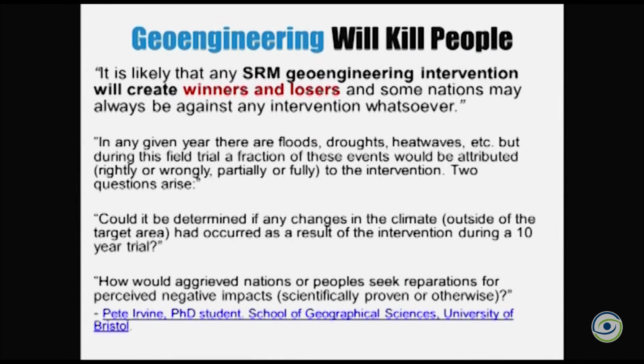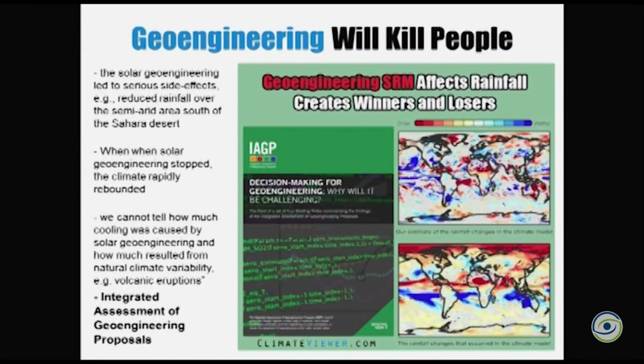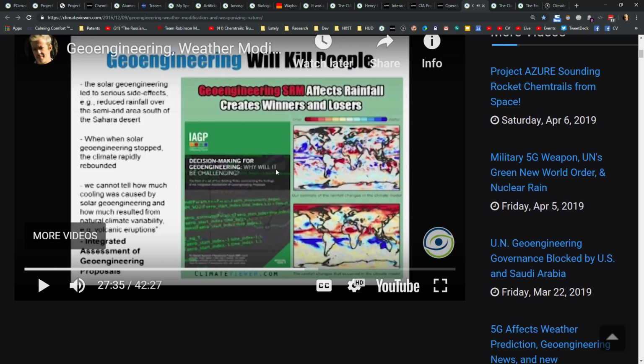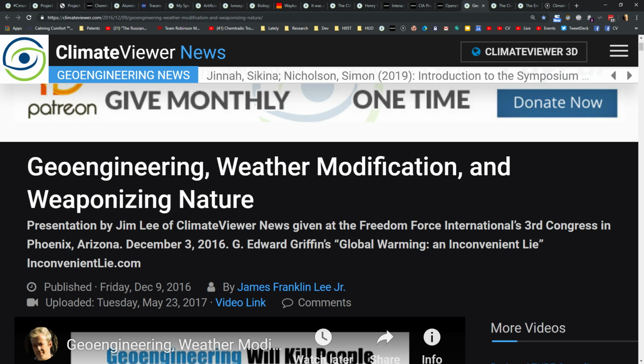But the problem with this is geoengineering SRM will kill people. And this is why it has not been legalized up to this point. Whether it's going on or not is a topic for later discussion we're going to get to. But this is the real problem, is that they know it will change rainfall patterns worldwide. And they've got all the charts to prove it, and the natural analog. And that's my presentation there. You can check that out.